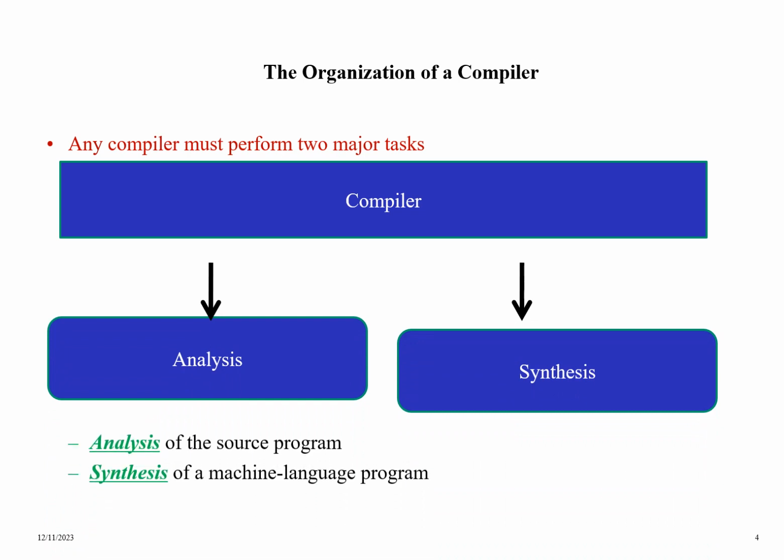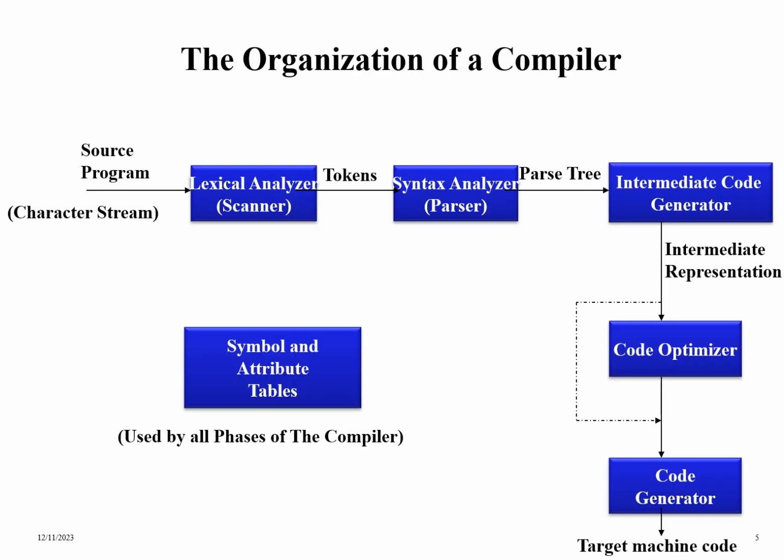Here, this is a compiler. We have two parts: the analysis part and the synthesis part. In the analysis part, we give a source program as an input, and in the synthesis part, we generate a machine language program. Here, this is the organization of a compiler.